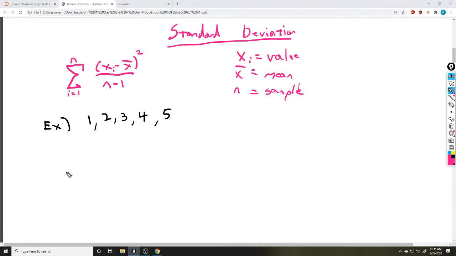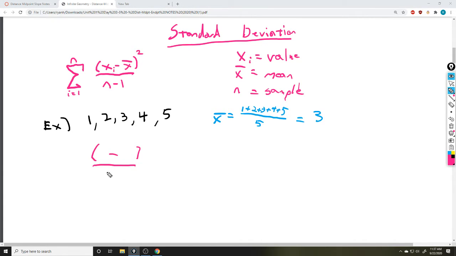So what this is going to look like is that we're going to be adding 5 different terms up, one for each list. I'm doing 1, 2, 3, 4, 5 so that it's nice and easy. First, we need to calculate the mean. The mean in this case would be 1 plus 2 plus 3 plus 4 plus 5, all divided by how many numbers there are, which is 5. This would be 15 over 5, or 3. So the mean is 3.